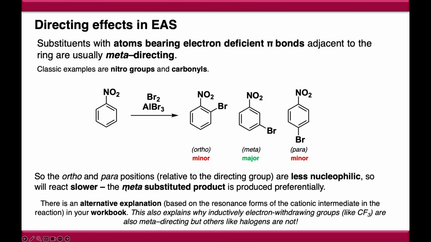Again, there's an alternative explanation for this, dealing with the intermediates of the reaction, which you can go through in the workbook. It also explains how inductively electron withdrawing groups like CF3 are meta-directing. But there are some niche examples. So halogens are the classic example. You might think that halogens are inductively electron withdrawing, but remember that they have lone pairs. So they have an ortho-para-directing effect as well.